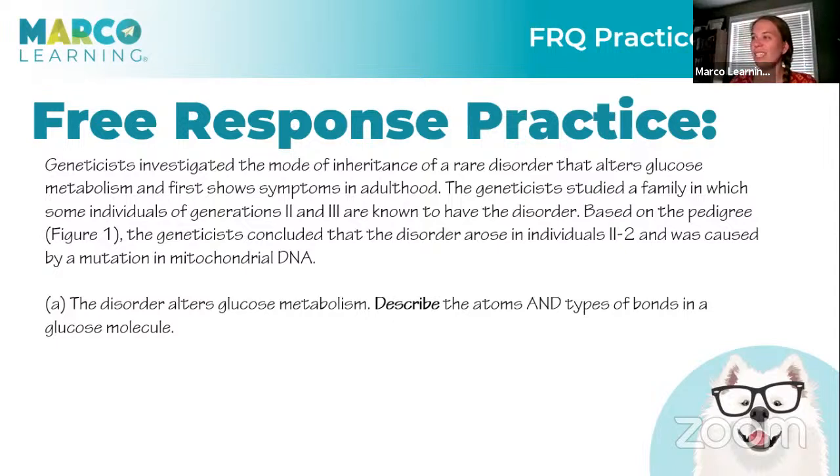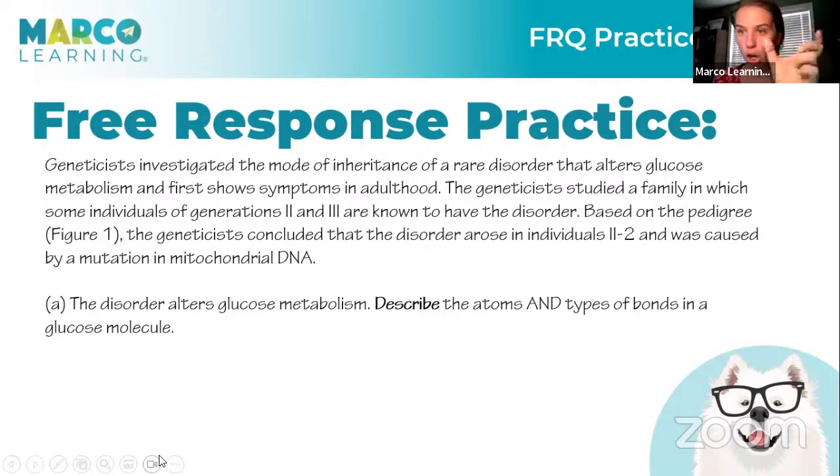So they investigated the mode of inheritance, doesn't really matter, don't really care about any of that intro. The disorder alters glucose metabolism. Describe the atoms and types of bonds in a glucose molecule. So you have to think, okay, well, what's glucose? Glucose is a carbohydrate. What makes up carbohydrates? Okay, well, those are carbons, hydrogens, and oxygen. That's what makes a carbohydrate, right?